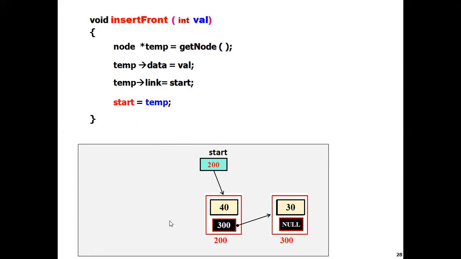So what did you observe here? The new node was the node with the value 40, and it is the first node in the linked list now. It has become the first node. That's why it is insert front. Is it clear? So that is how it works.